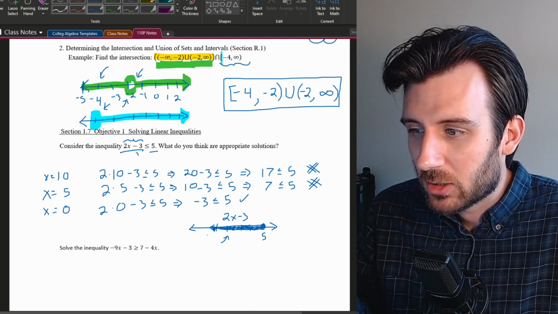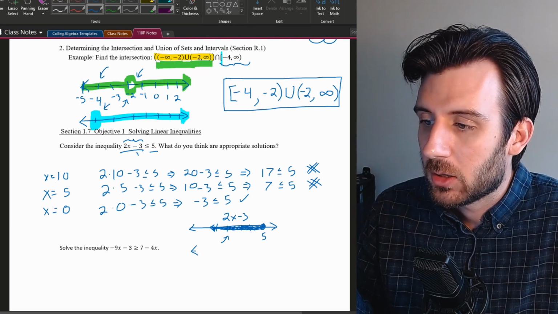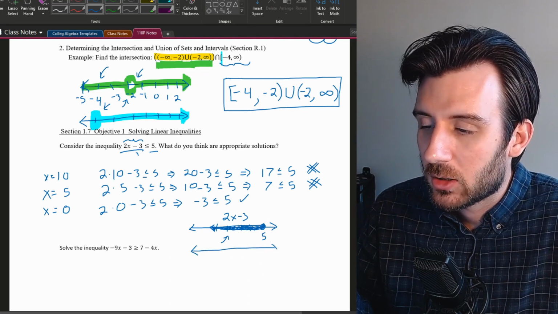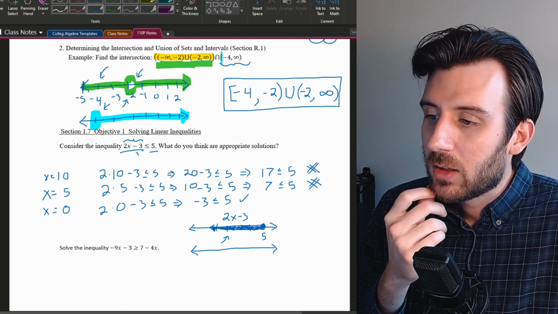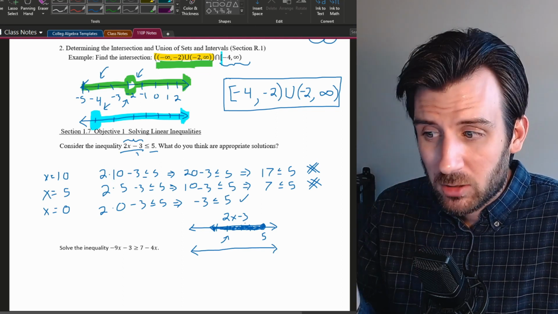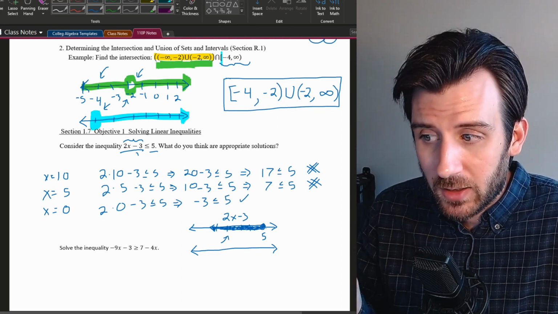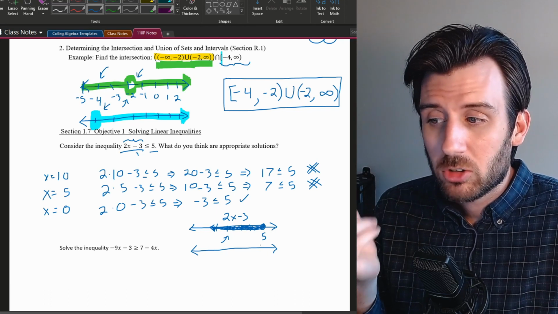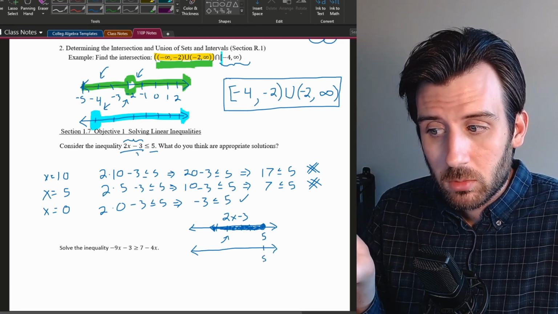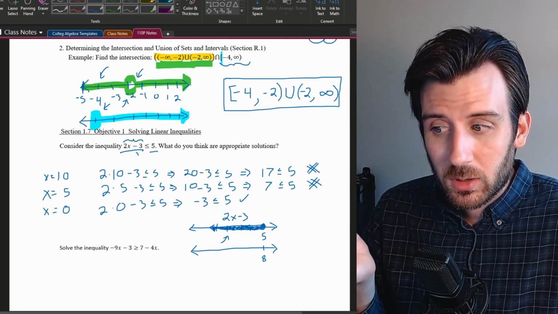I'm not trying to find out what 2x minus 3 could be. I'm trying to find out what x could be. Okay, so let's see if we can keep working through our logic. Well, if 2x and then I subtract 3 could be as high as 5, then that means that really 2x could be as high as 8. Because then I would subtract 3 and be back at 5.